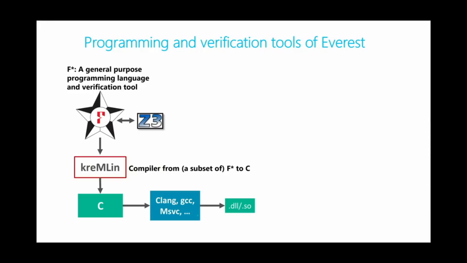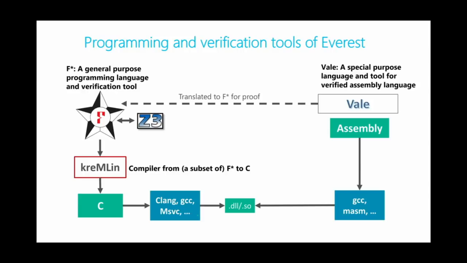All right, so that's a sublanguage that I showed you in F-star for programming at the C level of abstraction. But to get performant code, especially in some of these crypto applications, you need to go beyond C. And so we have another DSL called Vale, which is a DSL embedded in F-star for programming at the assembly level, building verified assembly programs.